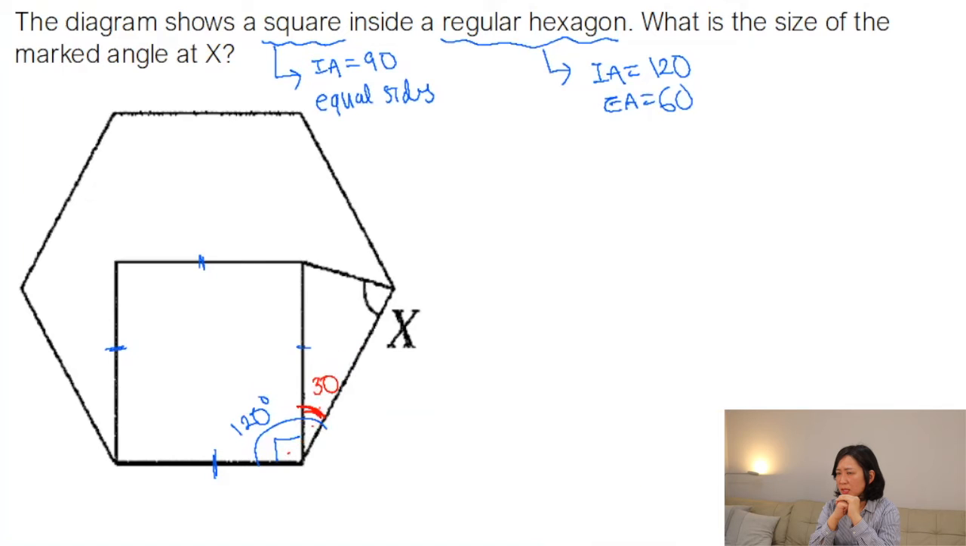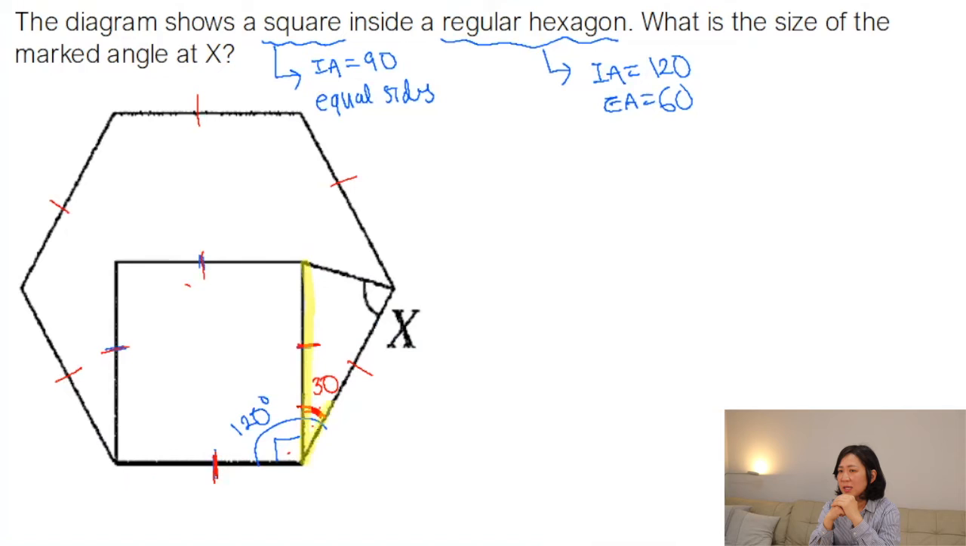That will be 30 degrees, right? Then now what we need to do is, look, the square has equal sides, and one of the sides of the square is also one of the sides of the hexagon. That's why all of these sides are equal.